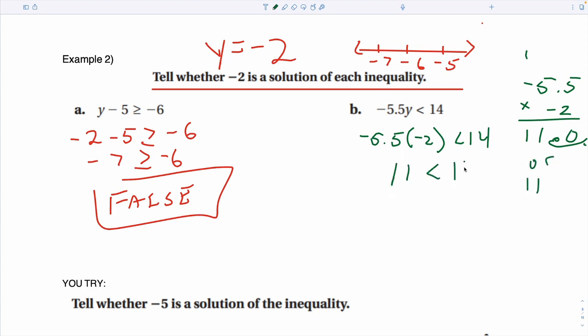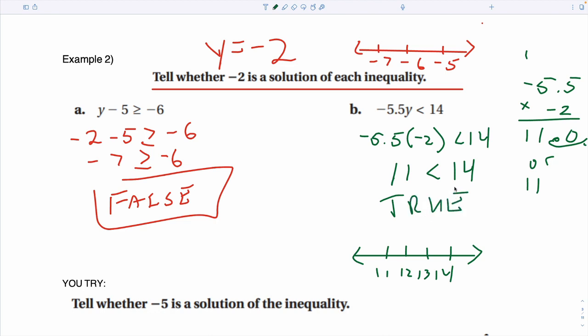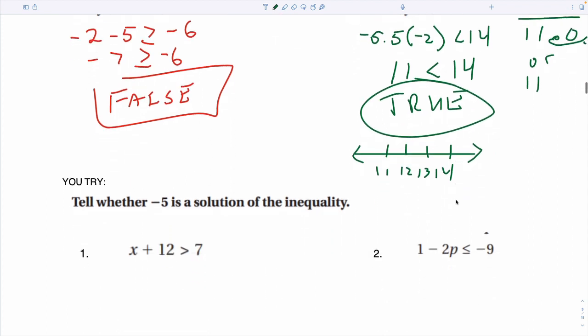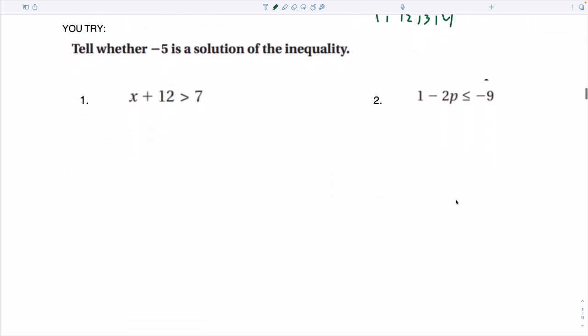Is 11 less than 14? If you need to, jot a number line, start with 11. 11, 12, 13, 14. Is it to the left? Yeah, this is less than, this is true. That statement works. That is true. You try the next two on your own. Plug in negative 5 for x.